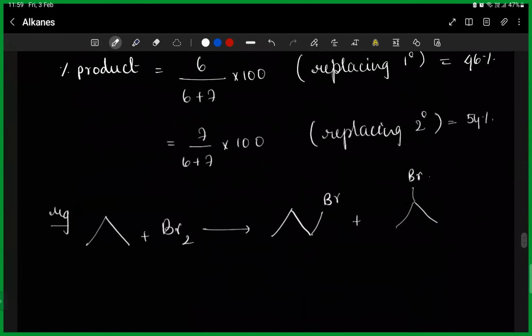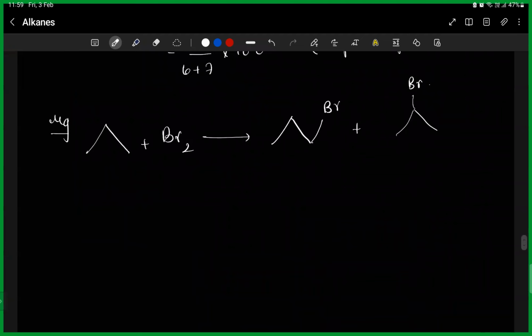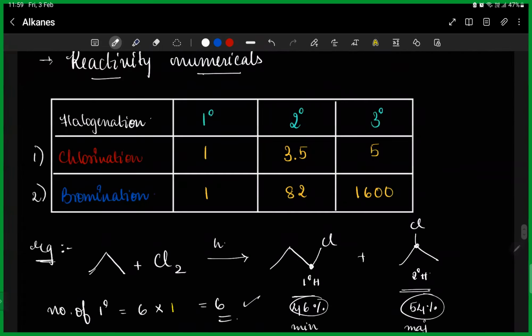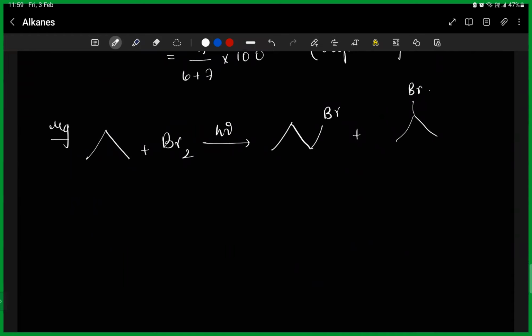reactivity. So let's see another example of bromination here. So we are taking propane and then reacting it with bromine. So we know that Hn. Okay, here also write Hn. So you are doing bromination. So bromine can go and attack the primary hydrogen or the secondary hydrogen. You can substitute a primary hydrogen or a secondary hydrogen. Now let's calculate the reactivity.